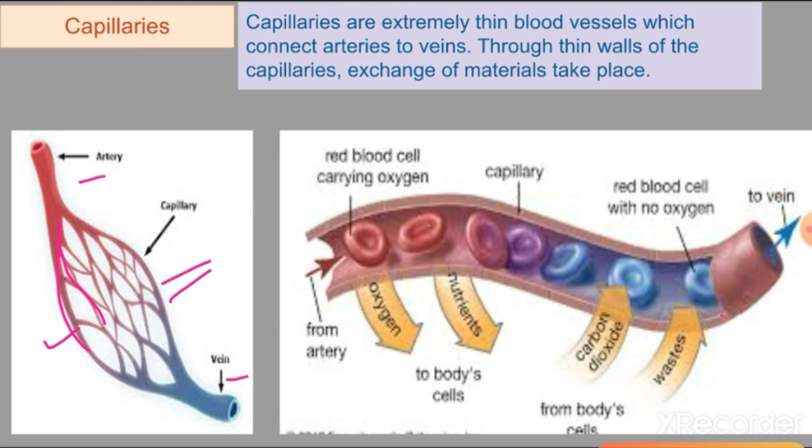So here we can see this is a capillary. From this capillary, the oxygen and nutrients can be given to the cells, and the cells in return give carbon dioxide and waste to the capillaries. Now these capillaries are associated with the veins. So this carbon dioxide and waste is then carried by the veins. This is how the capillaries make a connection between arteries and veins.